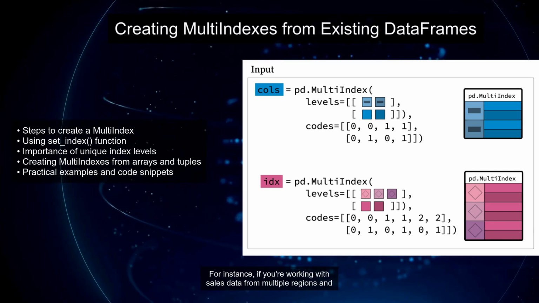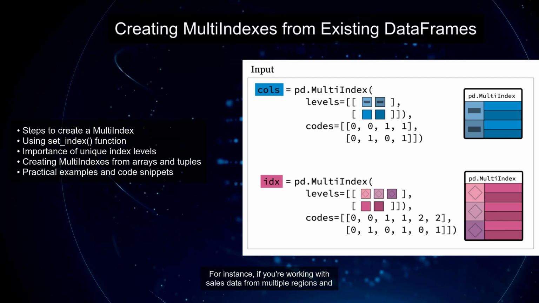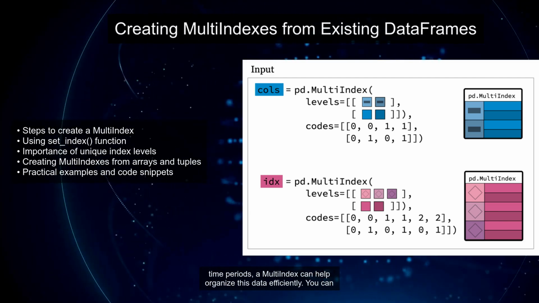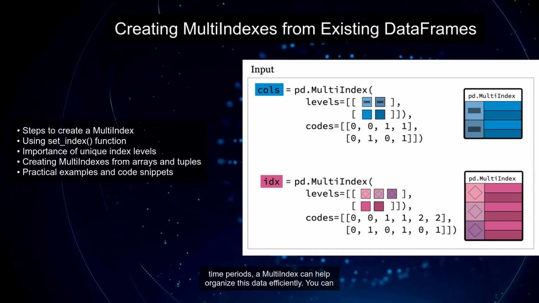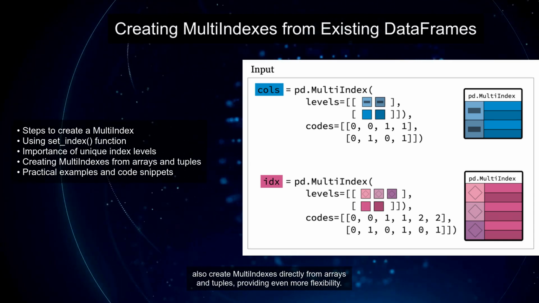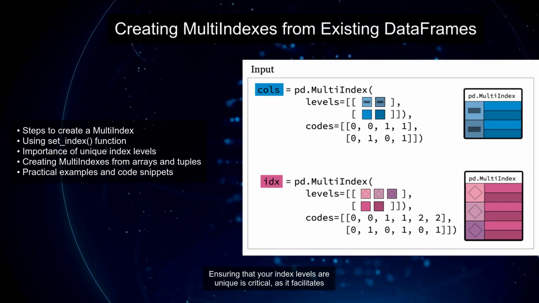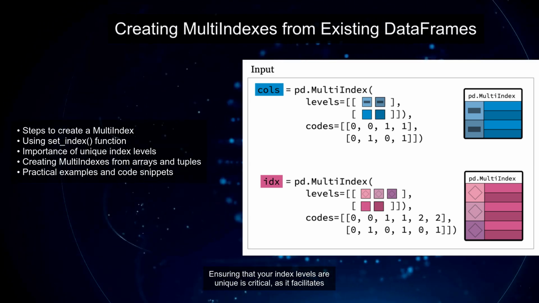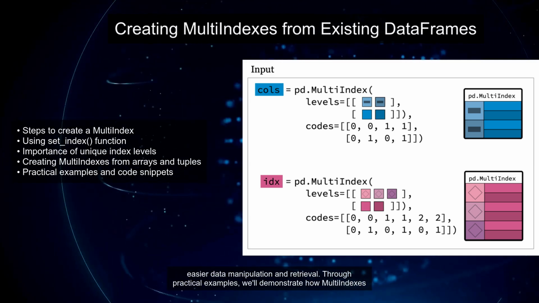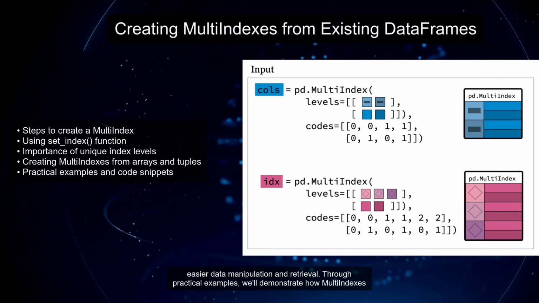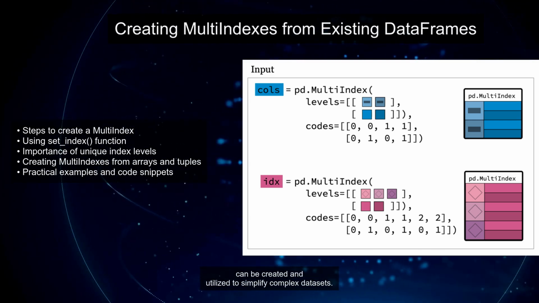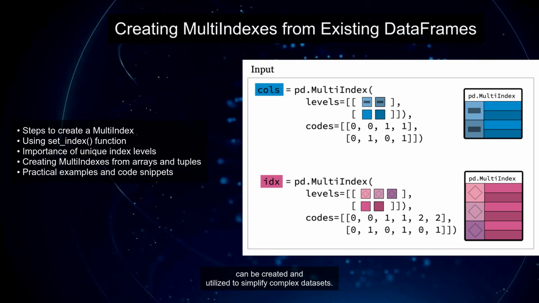For instance, if you're working with sales data from multiple regions and time periods, a multi-index can help organize this data efficiently. You can also create multi-indexes directly from arrays and tuples, providing even more flexibility. Ensuring that your index levels are unique is critical, as it facilitates easier data manipulation and retrieval. Through practical examples, we'll demonstrate how multi-indexes can be created and utilized to simplify complex datasets.